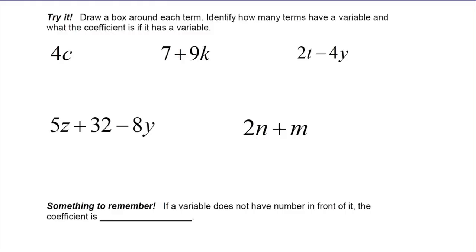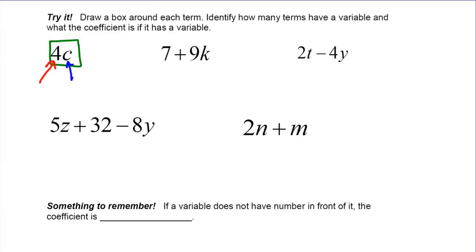The first one, 4c, there is only one term here, so I'm going to put a box around it. It does contain a variable. The variable is right there, and the coefficient is 4. 4 is the coefficient, c is the variable, 4c is one term.